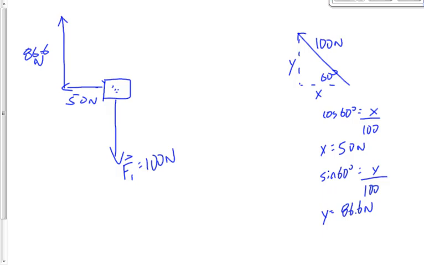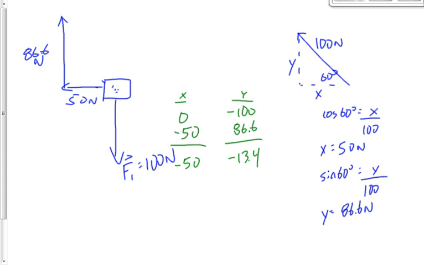Just like we did way back when we did vector addition with displacement way back in Unit 1, back in September, end of September. Let's say x's and y's. The x component of the first one is 0. The y component is negative 100. The x component of the second one is negative 50. The y component is positive 86.6. Add these up, negative 50. We got negative 13.4. So let's say we got 50 this way, 13.4 this way.